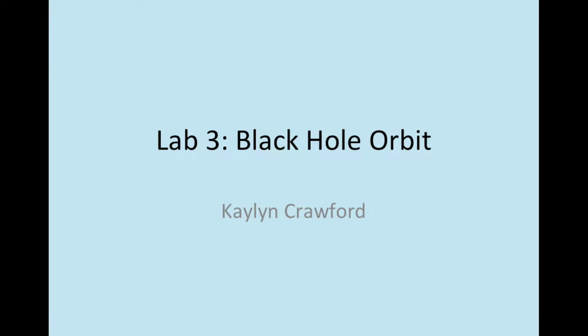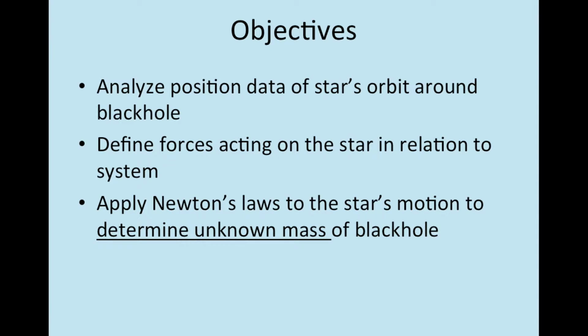For Lab 3, titled Black Hole Orbit, I was tasked with extrapolating the unknown mass of a black hole from the given motion data of a star orbiting it. This was achieved by analyzing the star's motion in VPython to find the net force on the star for all points in the dataset, and then applying Newton's law of gravitational force and the momentum principle to solve for the unknown mass of the black hole. The components of the net force and the change in momentum were related in the code, yielding the mass of the black hole, which was determined to be 3.5662 times 10 to the 31st kilograms.